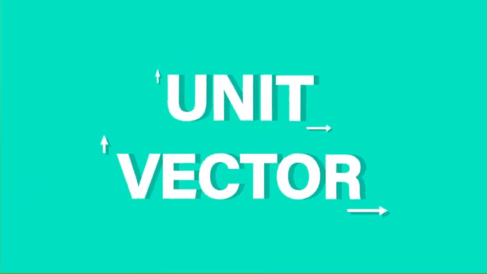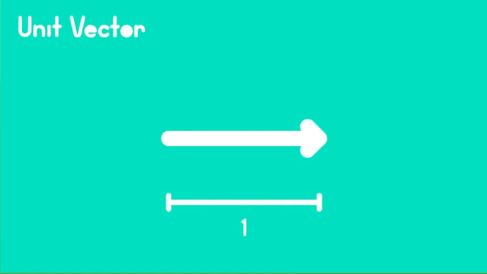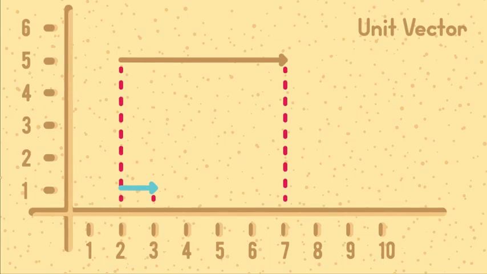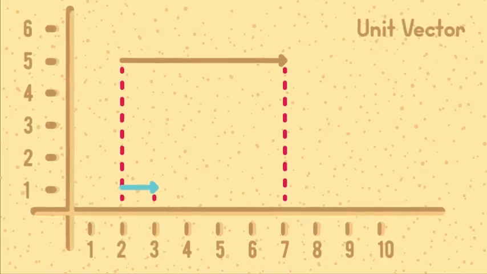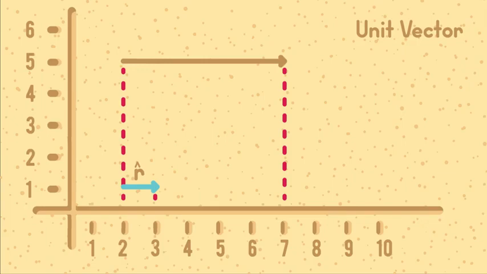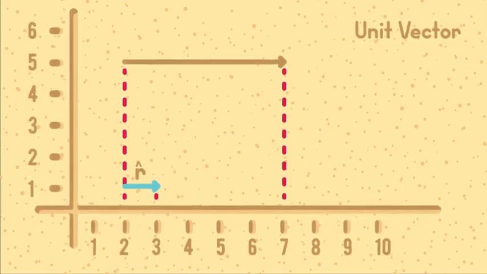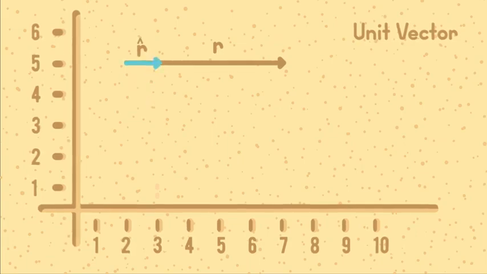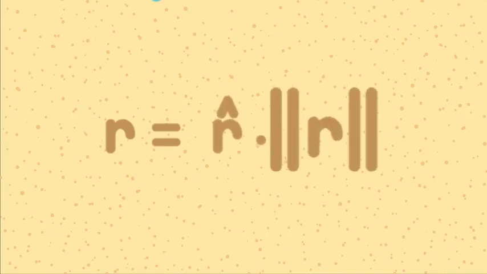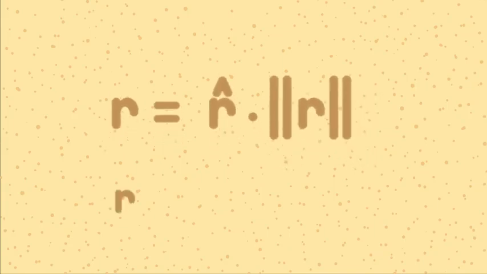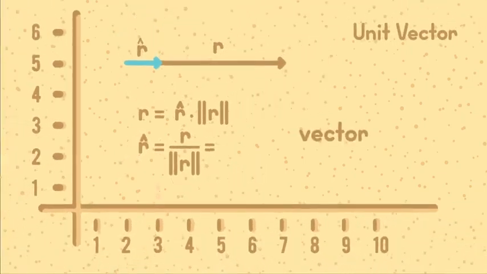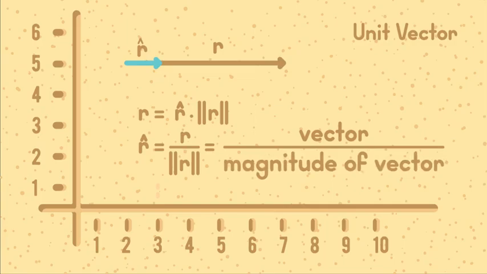Unit vector. A vector whose magnitude is 1 and directed along the direction of a given vector is called the unit vector of the given vector. A unit vector is usually denoted by a letter with a cap over it. For example, if r is the given vector, then r hat will be the unit vector in the direction of r, such that r equals r hat times norm of r, or r hat equals r divided by norm r. Unit vector equals vector divided by magnitude of the vector.